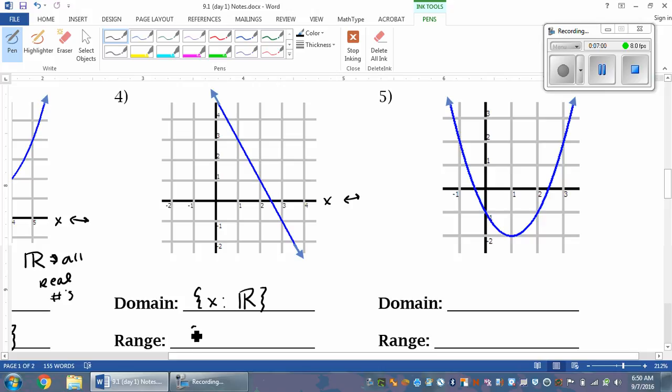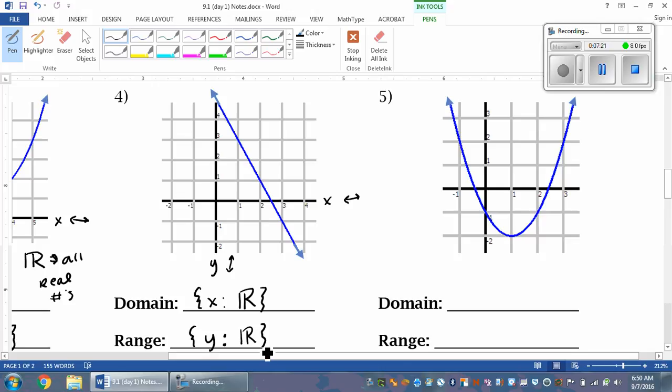Alright, let's start with the range. Again, I'm going to do a curly bracket, y, colon. Remember, my y goes up and down. So I'm going to look, will my function go all the way up? Yep, because it's got that arrow. And will it come all the way down? Yep, because it's got that arrow. So my range is also all real numbers.